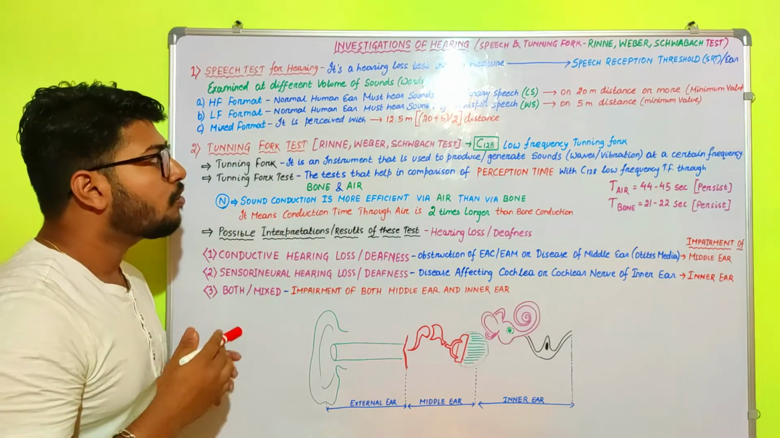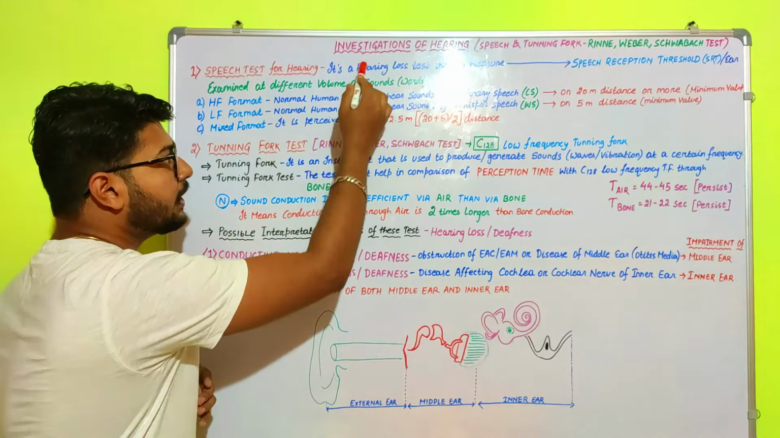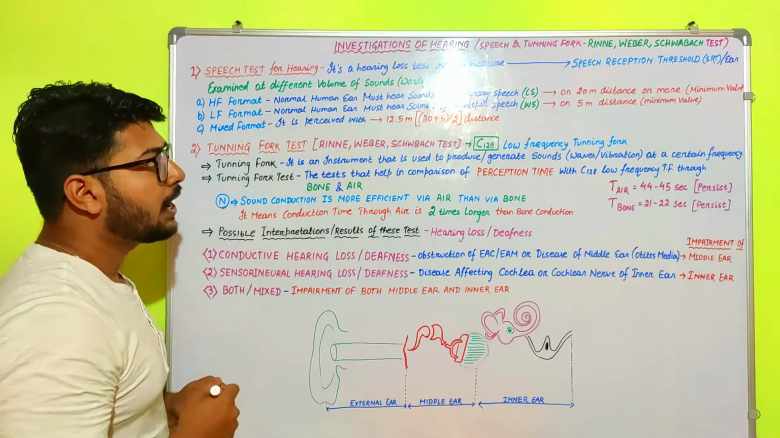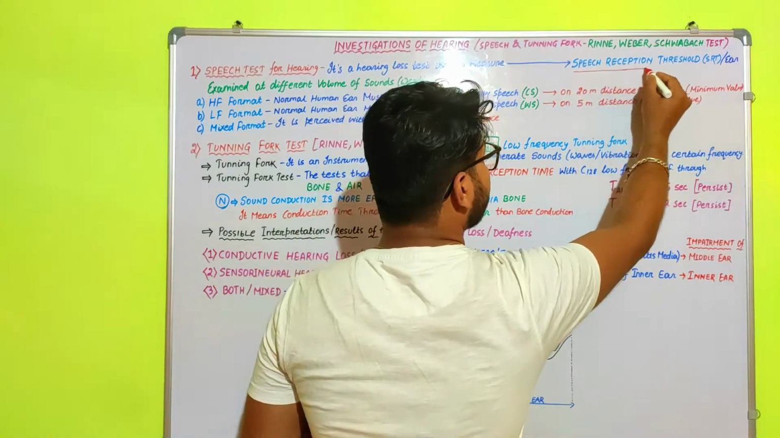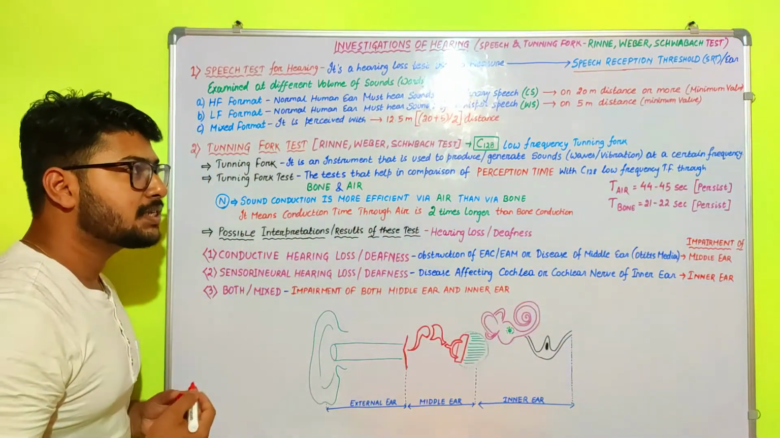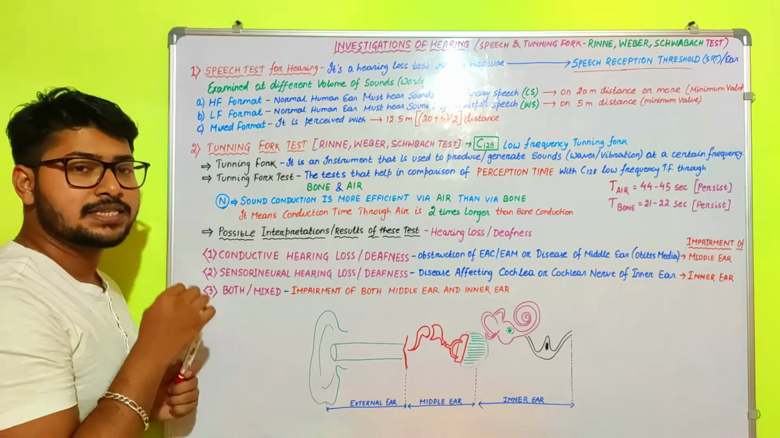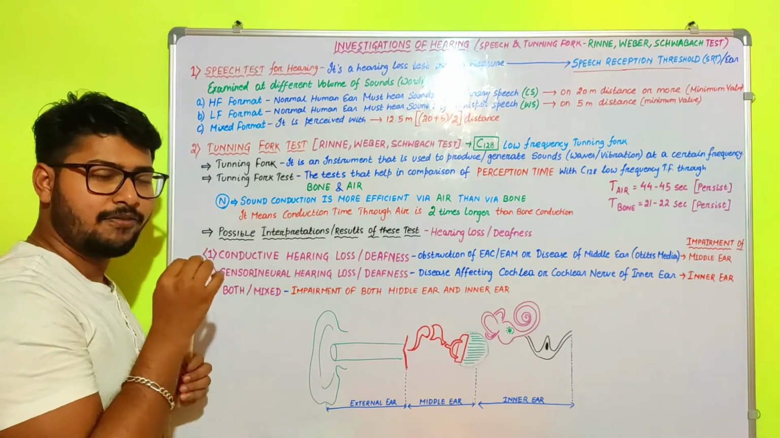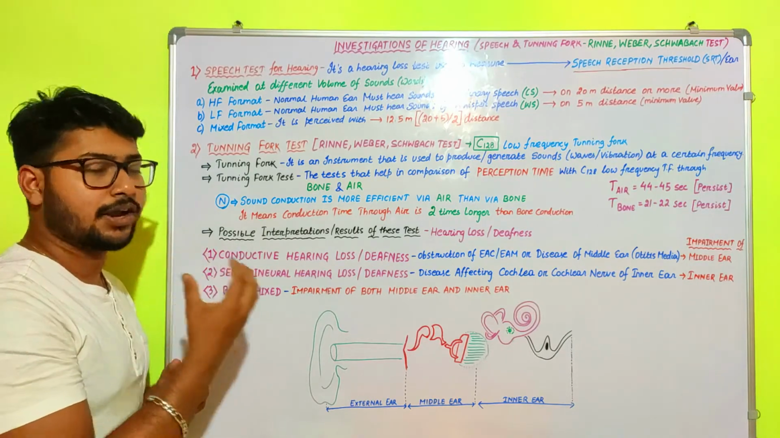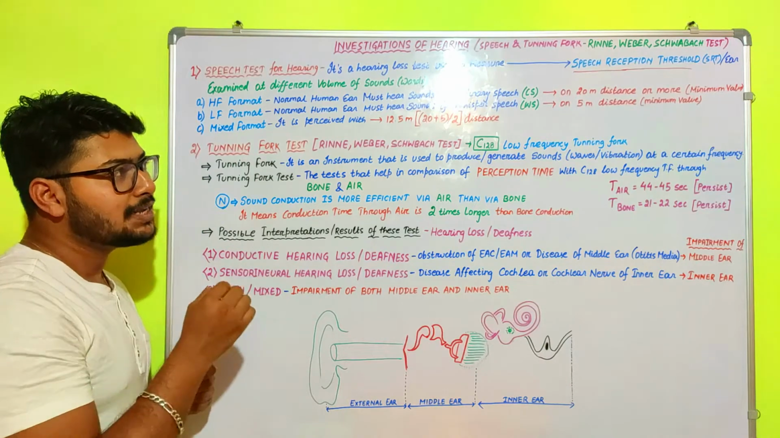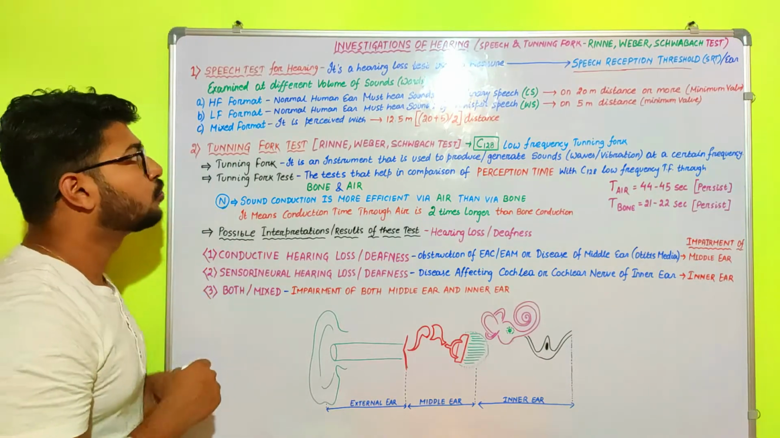This is a test of hearing, used for finding any kind of hearing loss, and it is used to measure the speech reception threshold. What is that speech reception threshold? It is the minimum level of sound at which we can hear the sound and recognize it. So it is a threshold that we are going to find for each ear through this speech test.